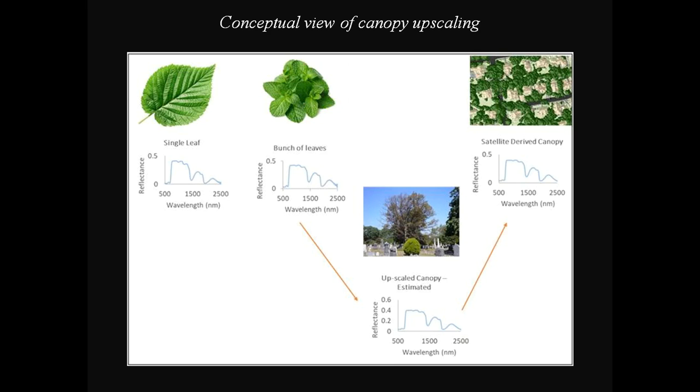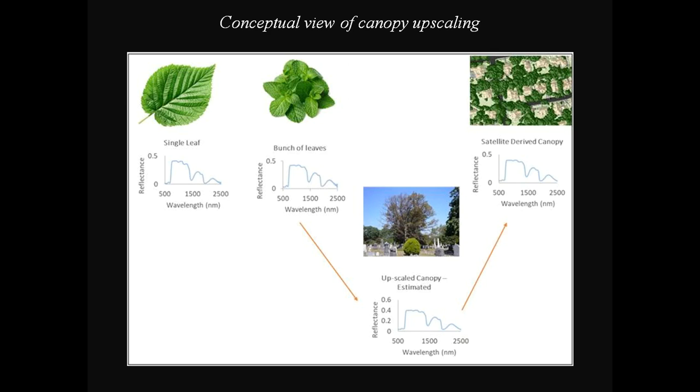And on the ground, it is actually very difficult to collect tree leaves because of the terrain of the forest and the height of the trees. So now people started upscaling the spectra derived from a bunch of leaves to the canopy level. In this process, various canopy upscaling models have started coming up. So there are different canopy upscaling models.